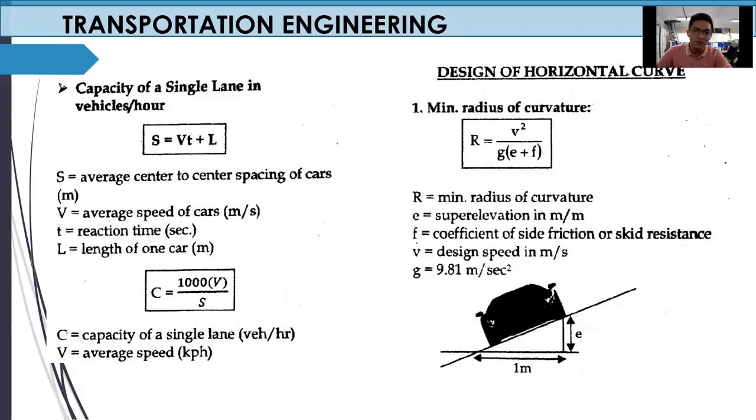And then V natin would be our design speed. So, parang yung limit na pwede mong i-travel yung sasakyan dyan sa ating curve itself. Then G is our gravity, 9.81 meter per second squared. So, ayun lang. Minsan, ito yung hinahanap. Minsan yung E, minsan yung F. So, reciprocal mo lang yan kasi, no? Change mo na depending upon the situation.